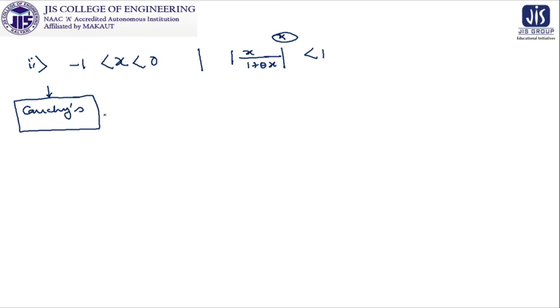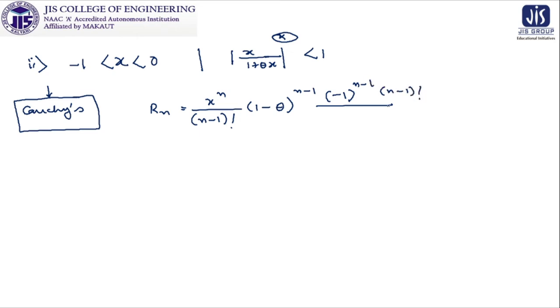So now we are going to apply Cauchy's form of remainder, and here our Rn will be x to the power n by (n minus 1) factorial, (1 minus theta) to the power n minus 1, times (minus 1) to the power n minus 1, (n minus 1) factorial by (1 plus theta x) to the power n, as the form of Cauchy's remainder.